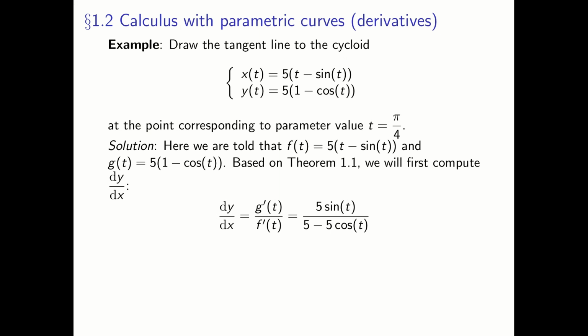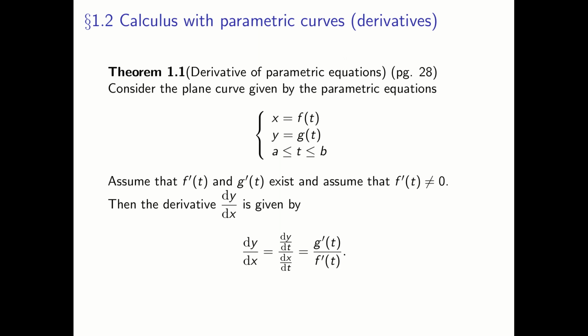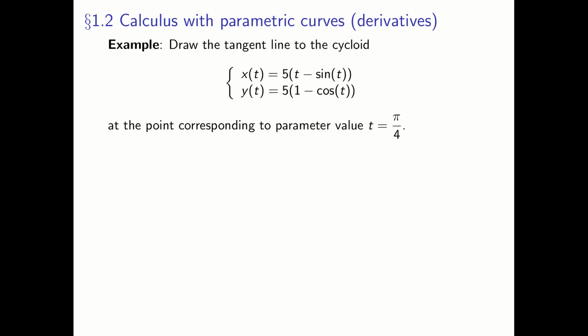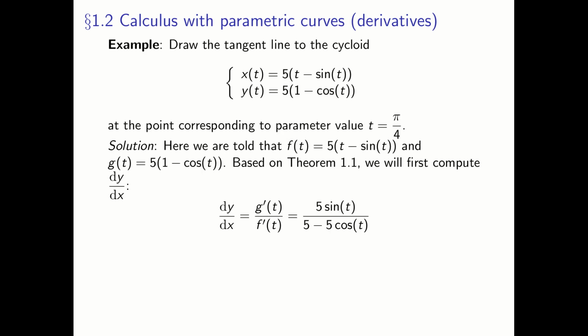So to solve it, I'll use theorem 1.1. Theorem 1.1 says dy dx, the slope of the tangent line, is given by the y function derivative divided by the x function derivative. So I have to take two derivatives and divide them. And I'd put the y on the top, which feels a little strange, but that's how it goes. So this is what I do.